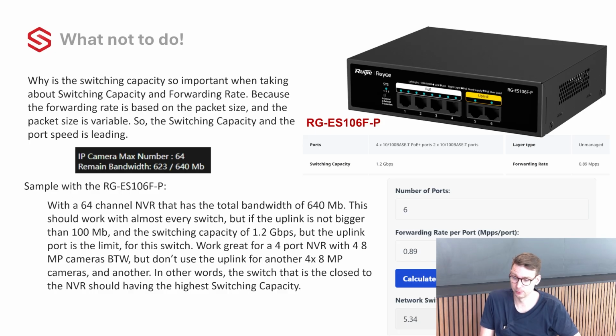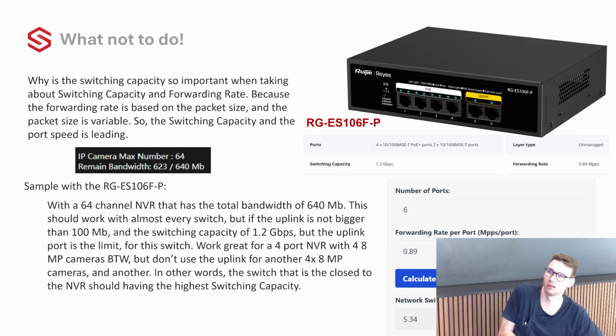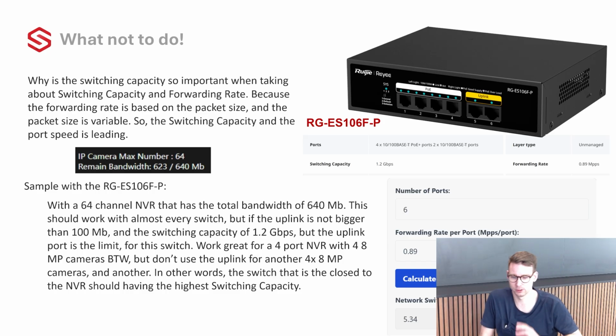Here, for example, we have a sample just to give you an idea of how much traffic, or what type of traffic, is going through our switch and what type of device you should not use. Let's, for example, take a 64-channel NVR, which has a total bandwidth of 64 megabytes.